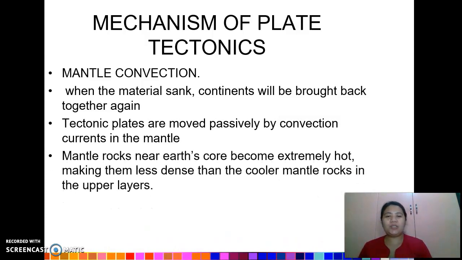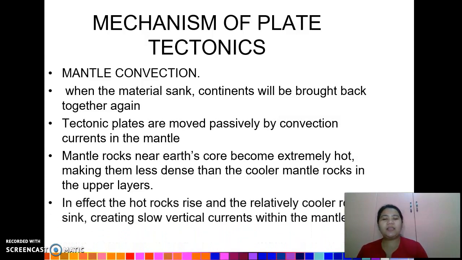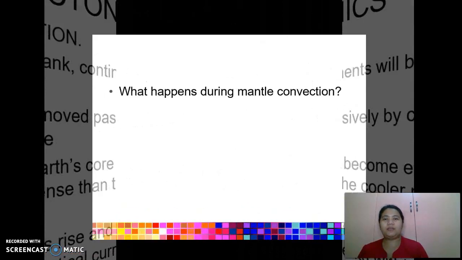So mantle rocks near Earth's core become extremely hot, making them less dense than the cooler mantle rocks in the upper layers. Because as we go down to the Earth's interior, the materials become hotter and hotter. So we would expect that the materials found on the core are really hotter than the ones found here on the crust. In effect, the hot rock rises and relatively cooler rocks sink, creating slow vertical currents within the mantle, which is referring to the convection current.